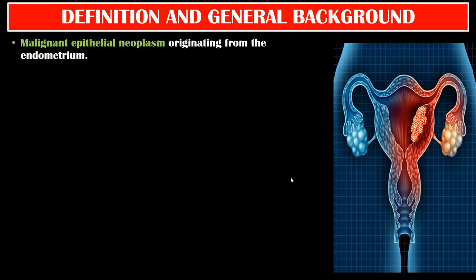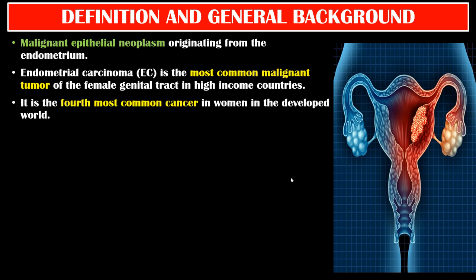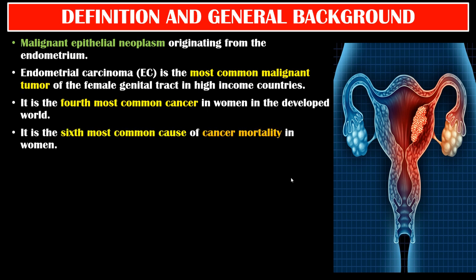Definition and general background. It is a malignant epithelial neoplasm originating from the endometrium. Endometrial carcinoma is the most common malignant tumor of the female genital tract in high-income countries. It is the fourth most common cancer in women in the developed world. It is the sixth most common cause of cancer mortality in women.